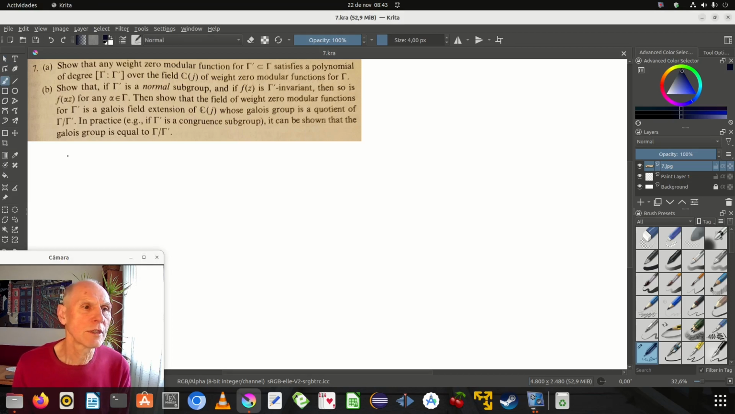Let's do it. So we have some modular function. Do we have a name for it? No, it's just a modular function of weight 0. Weight 0, it says, yes. I don't know how to write that.